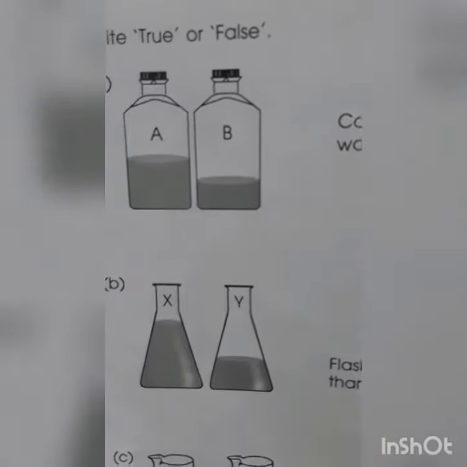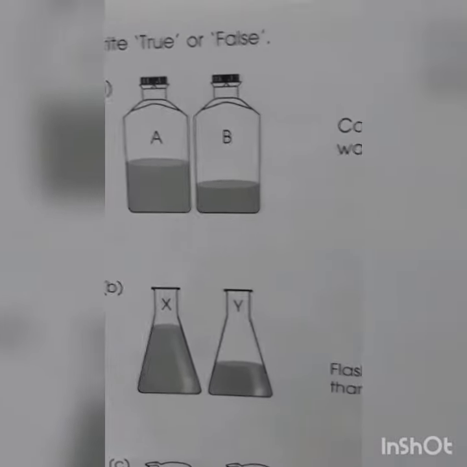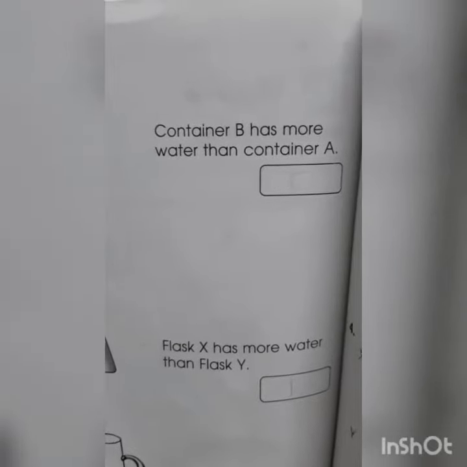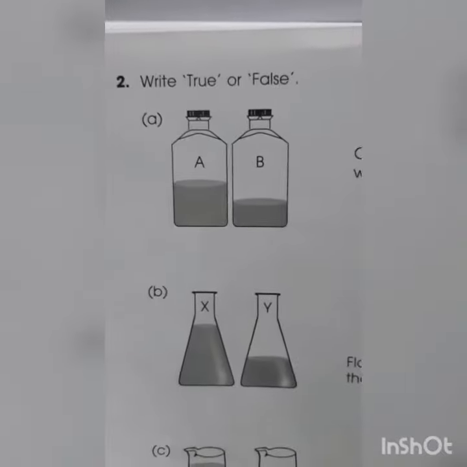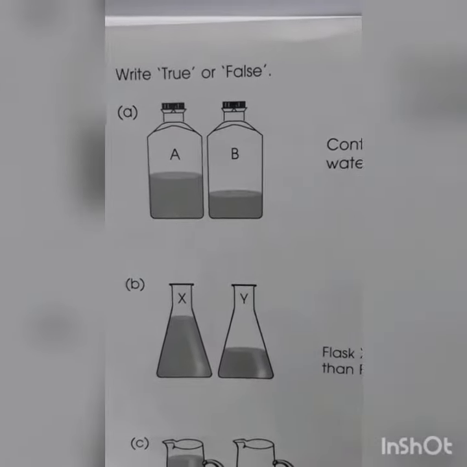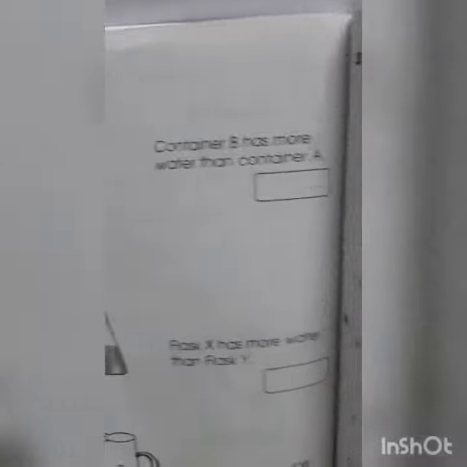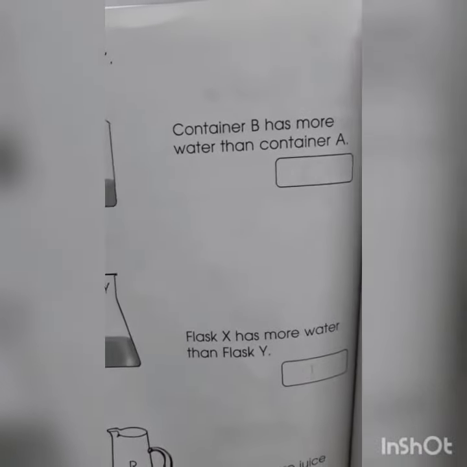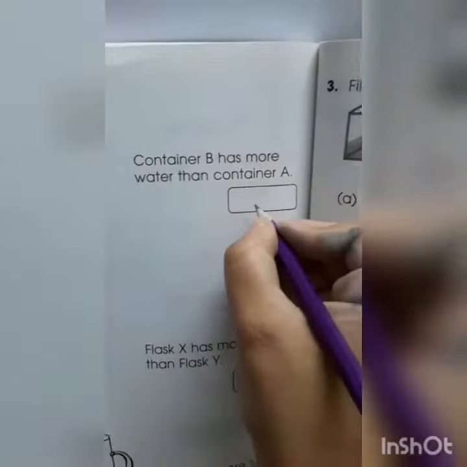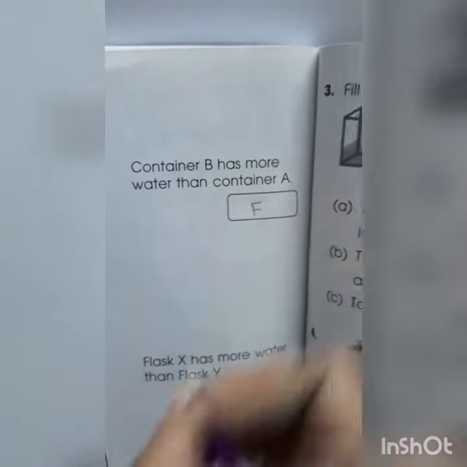The first one, A and B. Now it says, container B has more water than container A. Well, if we look at the picture, it shows us something else. Container A has more than B. So, what do you guys think? Is this true or false? Those of you who said false, good job. You're just going to go ahead and write F in the box.